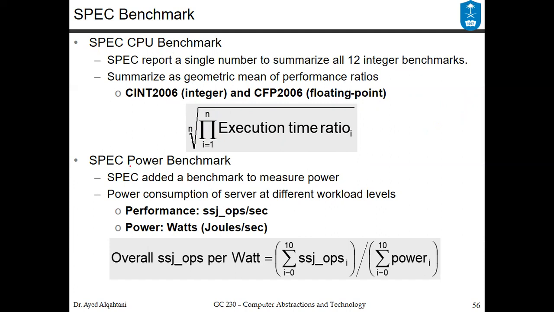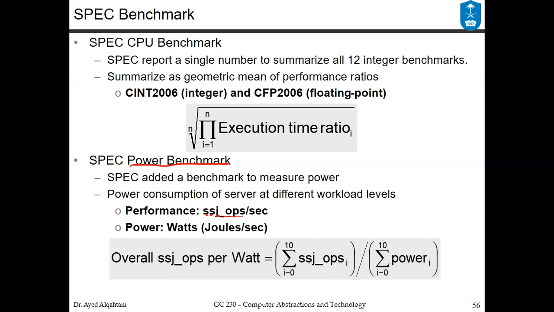There is also a SPEC power benchmark. This power measurement is actually measuring server-side Java program operations. So it's basically operations per second, and this is going to be the performance. The power is in watts or in joules per second. So you get the overall operations per watt this way. You sum up all the operations, there are 11 of them, divided by the summation of the powers.